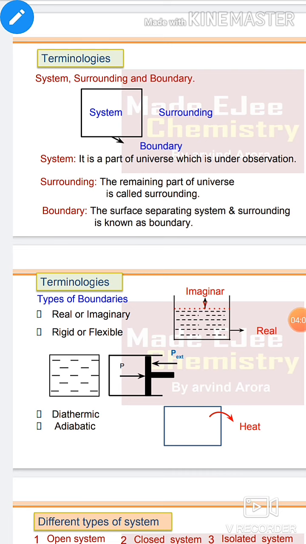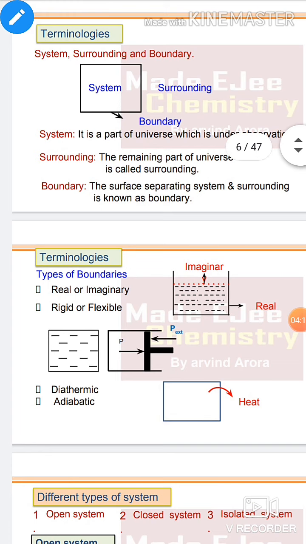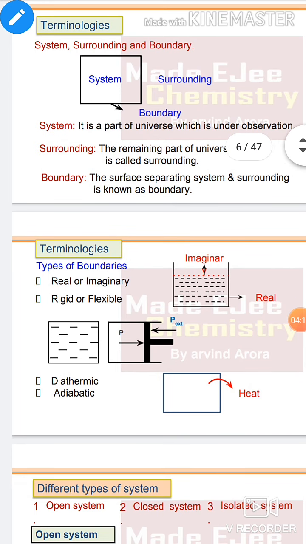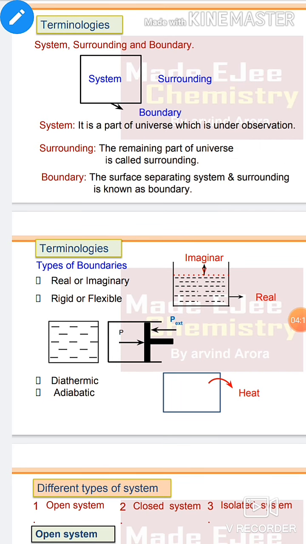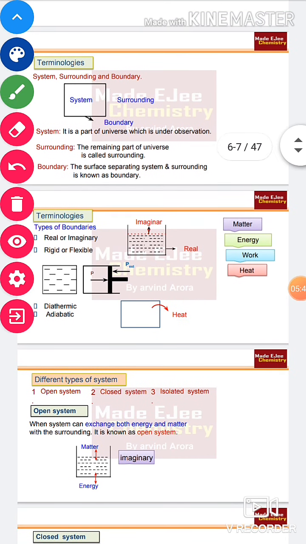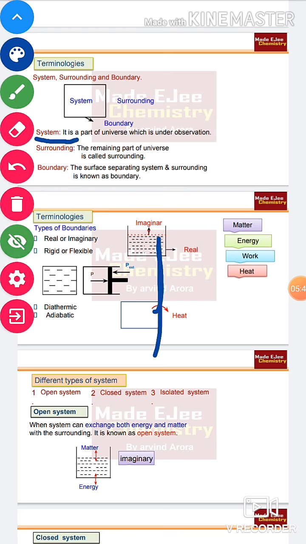One more basic thing has to be explained here, that is a boundary. So what is a boundary? The boundary is an imaginary line between the system and surrounding which separates them. As we have seen, if this is the system and this is the surrounding, then the system and surrounding are separated by a boundary.